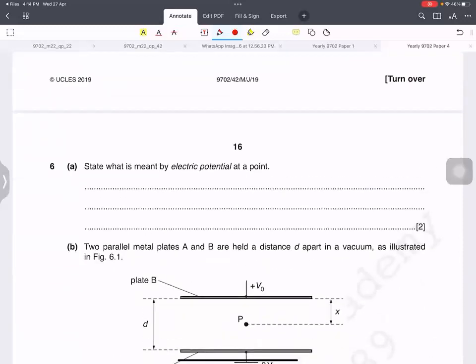What is meant by electric potential? Electric potential is work done per unit charge, right?